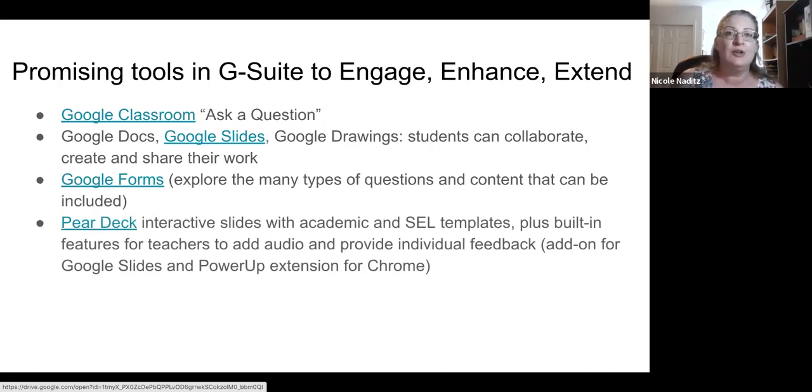Pear Deck is an add-on to Google Slides. It actually includes interactive slides. So when you present your Pear Deck presentation, students can actually answer questions right on their own device that get pushed to them when you give them the presentation. And they can answer in a number of ways: typing, dragging something, clicking on a multiple choice, or even drawing.